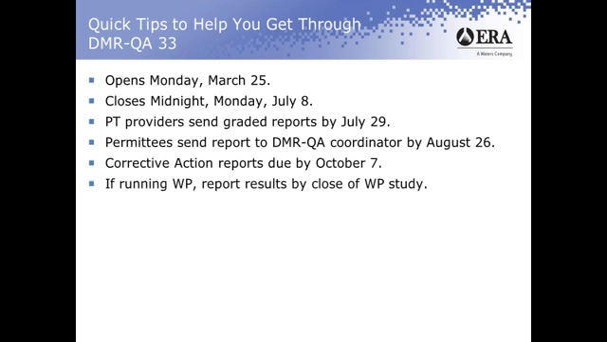It is acceptable to use a water pollution, or WP, study for your DMR QA needs. If you happen to be running a WP study, please make sure you report your results by the close of that WP study and not the close of the DMR QA study. WPs that are acceptable for DMR QA use must close between January 1st and July 8th of 2013. That's important to remember.